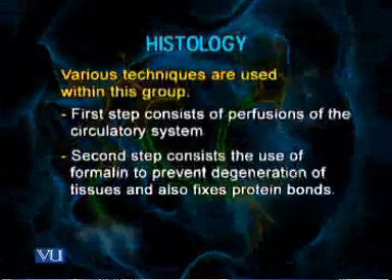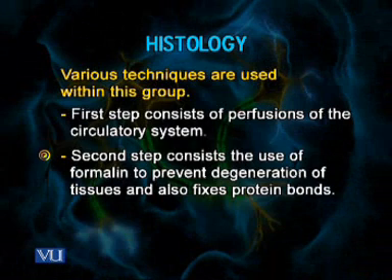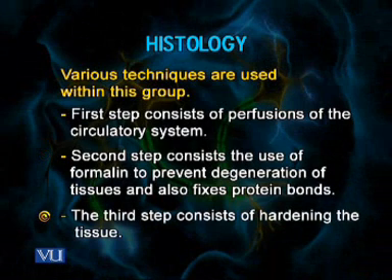So, the first step is remove all the blood. The second step is add a fixative such as formalin. And the third step is to harden the tissue. You take out the brain and harden this little rat brain that you have. The rat brain is not bigger than this, the two fingers that I have, between the thumb and the finger. So, take the rat brain and harden it.